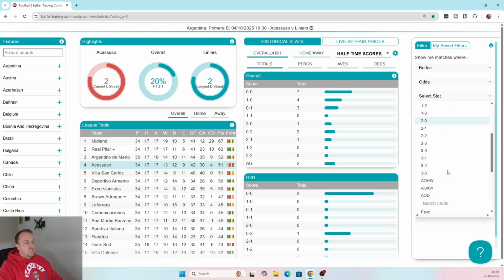Well, we could look at the correct score odds. We can look at the favourite, underdog. We can look at home, away, and draw odds. I use those a lot, actually. I use the home, away, and draw odds a hell of a lot in my strategies.